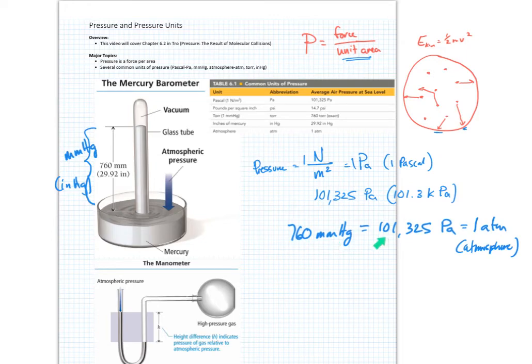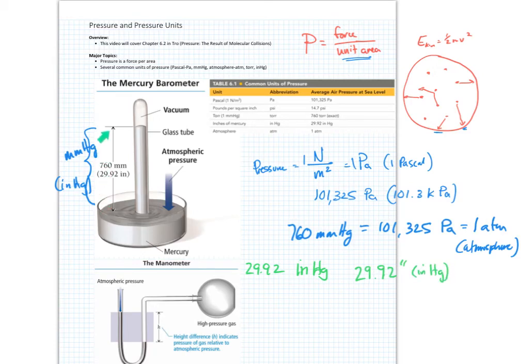760 millimeters of mercury, 101,325 pascals, 1 atmosphere. And as I mentioned, you could also do this in English units. So this could be in inches of mercury as well. If you check out the weather, like a weather app, you'll often see something like 29.92 inches of mercury, or you might see it on your app as just 29.92 inches. That means inches of mercury. And it's just the same thing.